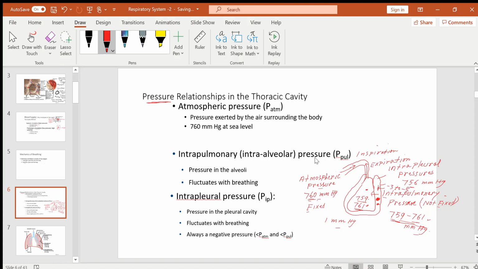And why is intrapleural pressure always negative or less than inside the lung? This pressure is very important to keep the lung expanded to some extent, so it will not collapse. Because if the pressure is less inside than outside, then what will happen? The lung will not be able to expand, will collapse. Make sense? So around the lung the pressure is low, so the lung can expand and stay expanded.